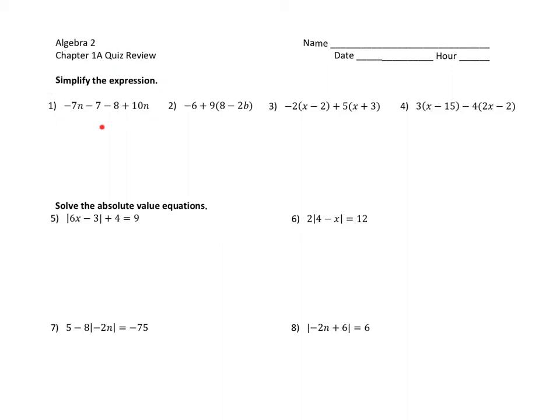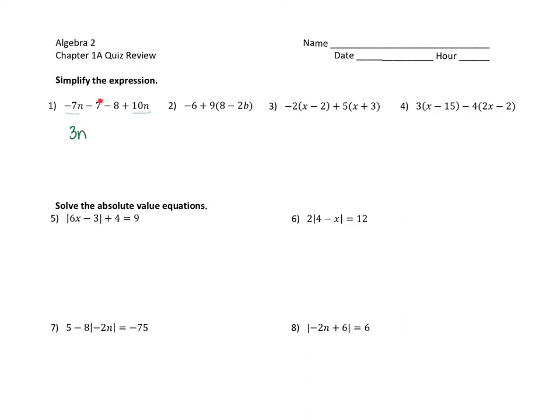In the first problem here, you can see that you have some like terms, like these both are n's and these both are numbers. So what we do is we combine the like terms. We have to identify them first. Like I said before, these both are n's. So that's a -7 added with a +10. That means you have 3n left when you combine.